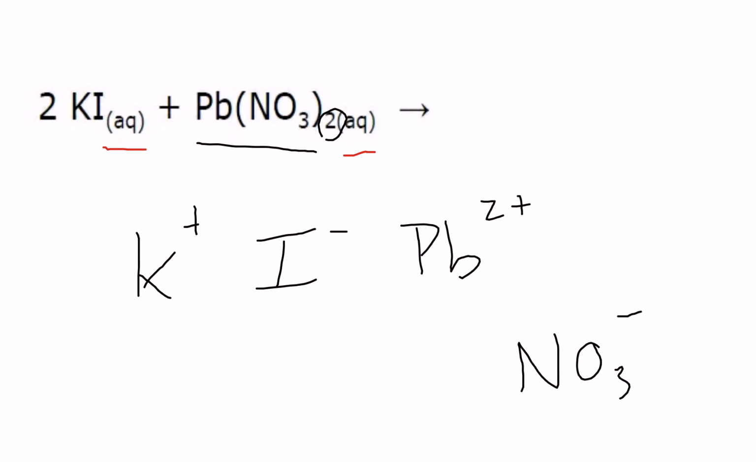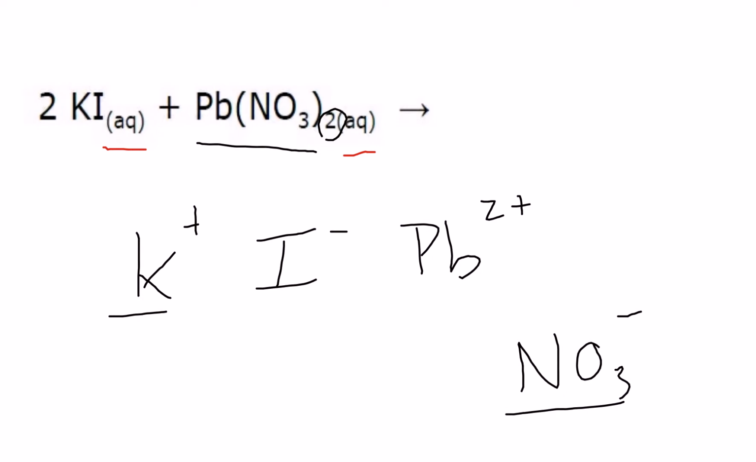Now, if I were to work this out, and we'll talk about balancing it in a minute, what I would end up doing is saying, alright, the potassium and the iodide dissociate from one another, and I'm going to bring the potassium and the nitrate together.